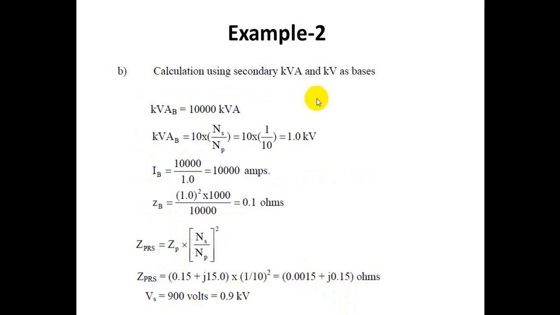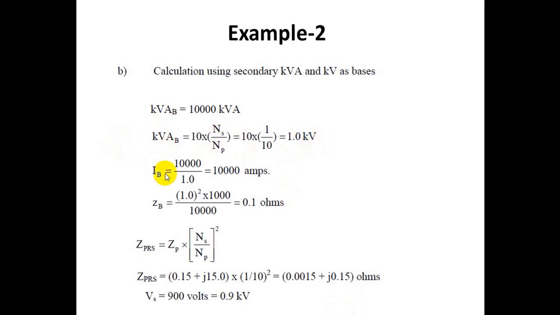When we use the secondary kVA and kilovolt as base, in this case kVA base is equal to 10,000 kVA. Kilovolt base is equal to 10 times Ns over Np, it is equal to 1.0 kilovolt. Sorry, this is not kVA, it should be written as kV. Kilovolt base should be equal to 10 times Ns over Np, and it is equal to 1 kilovolt.